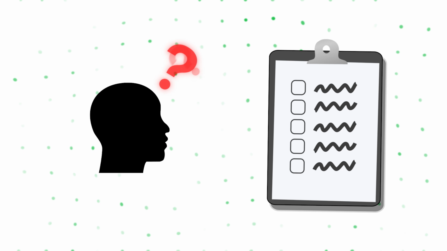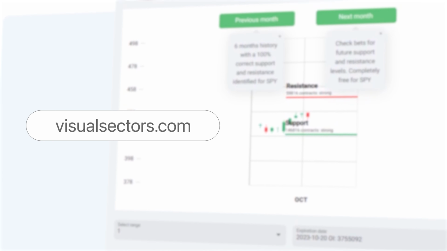Once you have your shortlist, what do you do? Once you have your list of interesting stocks, you will need to research further information. For that, the easiest way is to go to our platform, visualsectors.com.